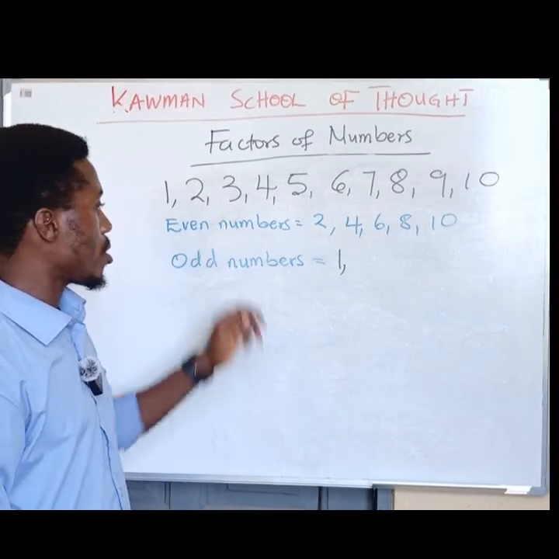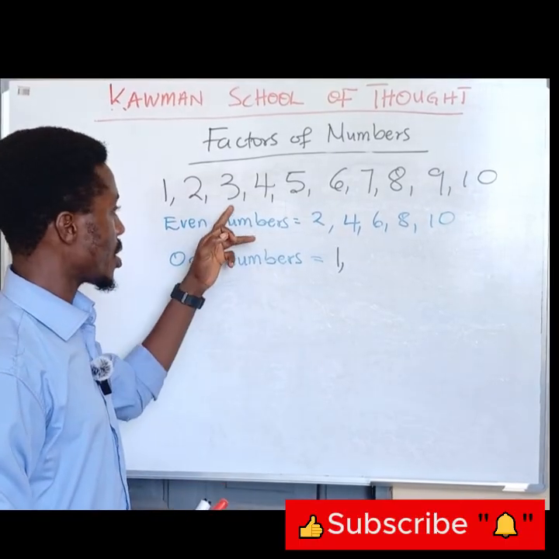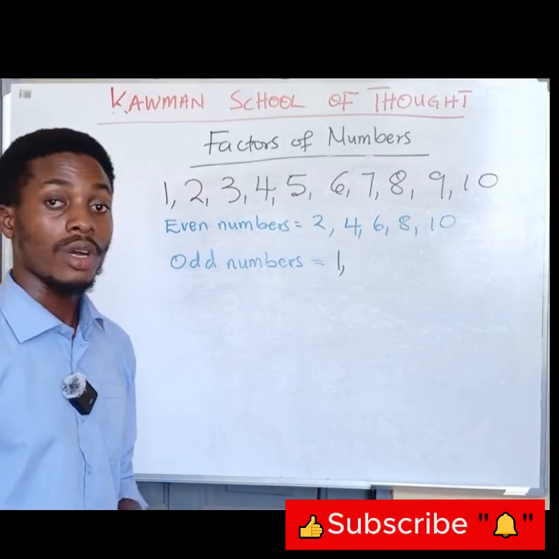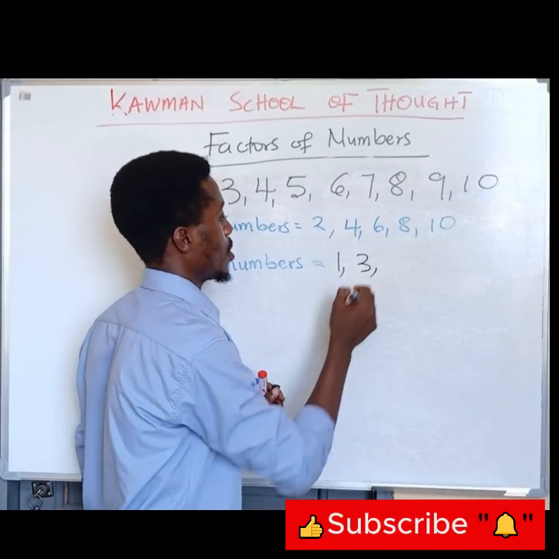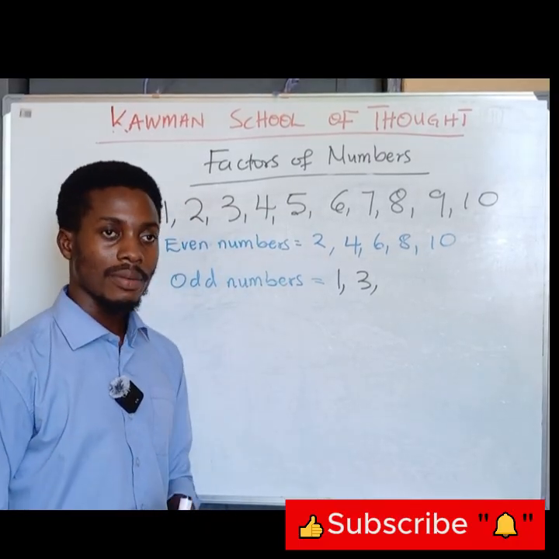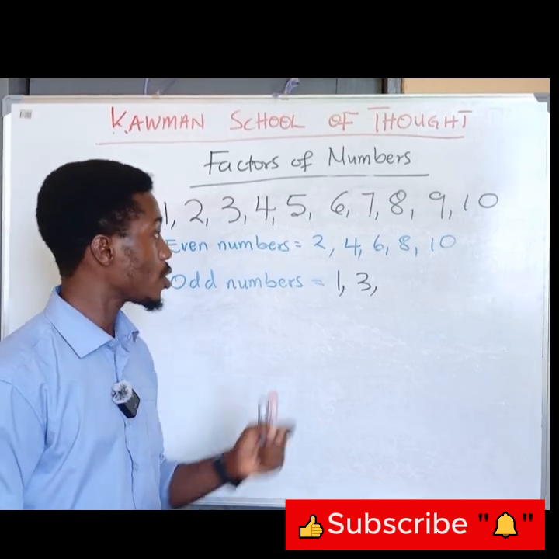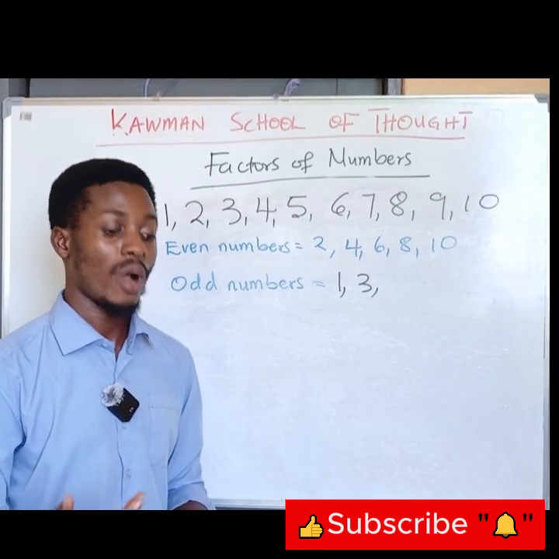3, alright, 2 divides 3 how many times? 1. What's the remainder? 1. Therefore it is what? Odd. Right, 3. The next number, 4. 2 divides 4 how many times? 2 times, remainder 0. Therefore 4 is not an odd number because there's no remainder of 1. So 4 is not part.